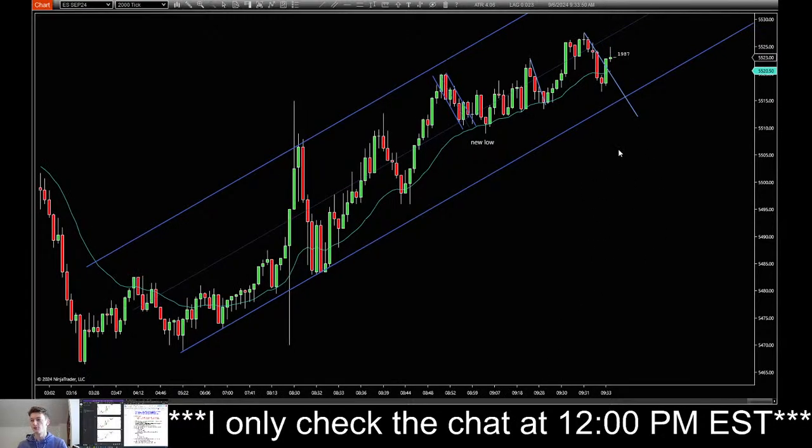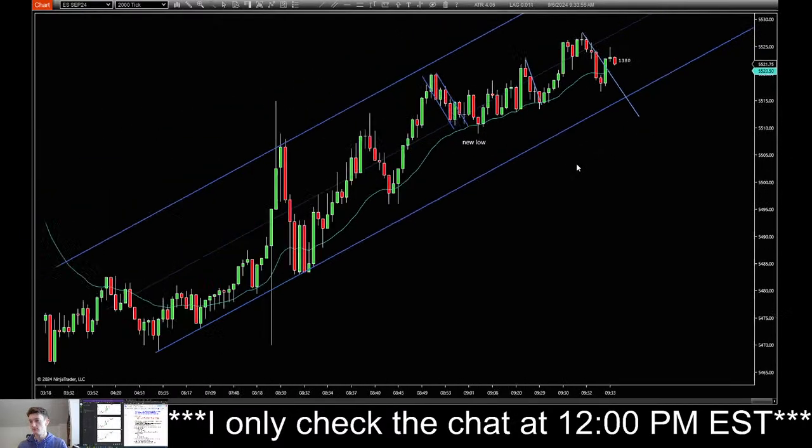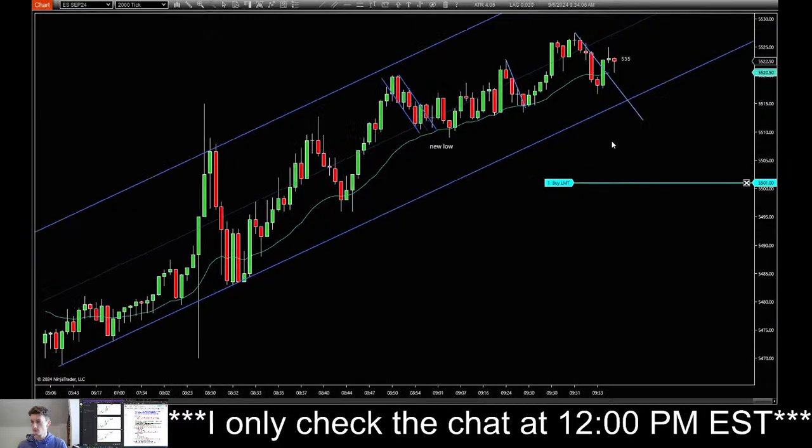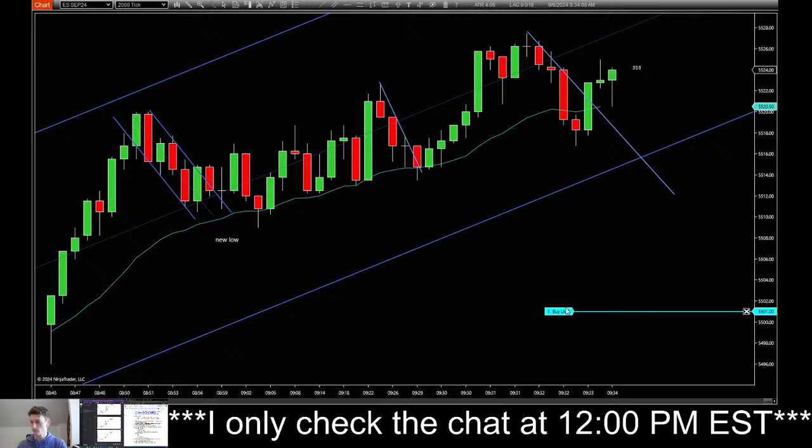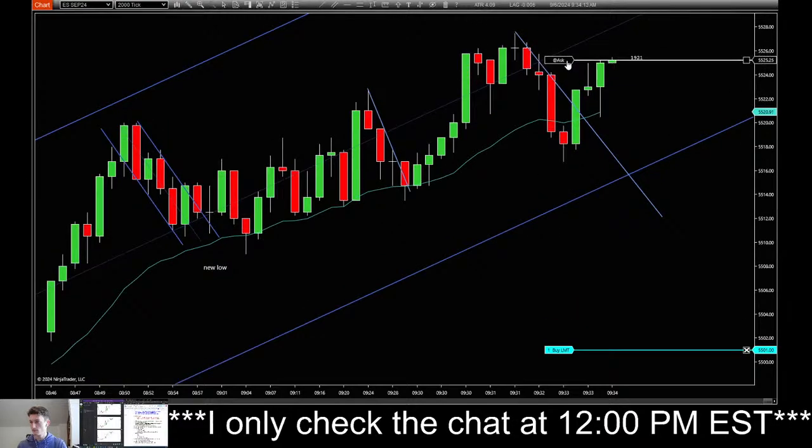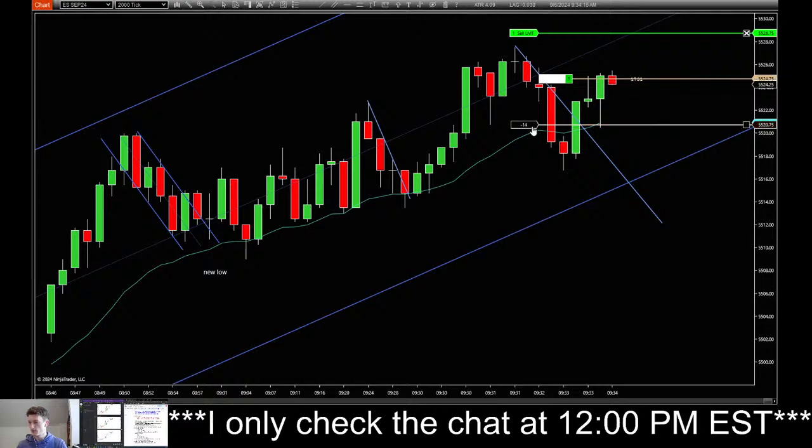Looking for a second entry long here. We have a first entry, so if we move down and we get a second entry long off the EMA, I'll be very interested. All right, entering that there.